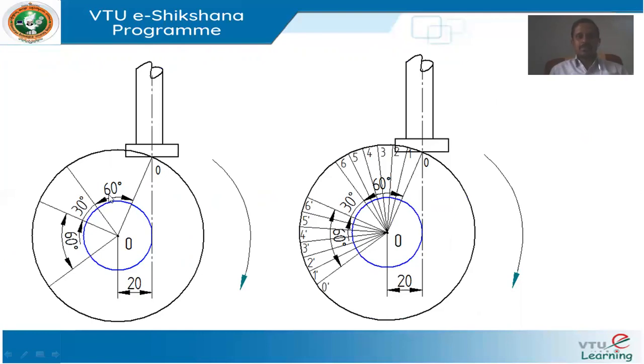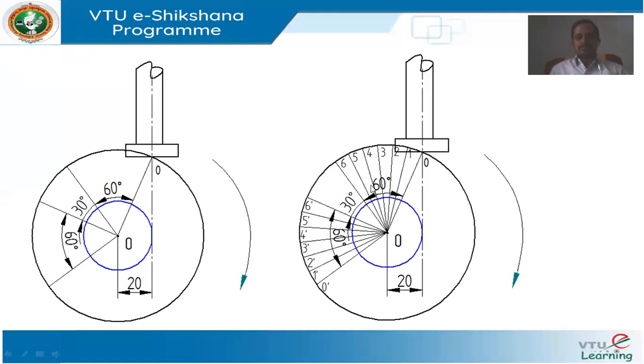degree, which represents the outstroke angle. From the end of the outstroke angle, mark the next 30 degree, which represents the dwell period. From the end of the first dwell period, mark the next 60 degree, which represents the return stroke. The next 210 degree represents the second dwell period. So take these paths up to the circumference of the base circle.